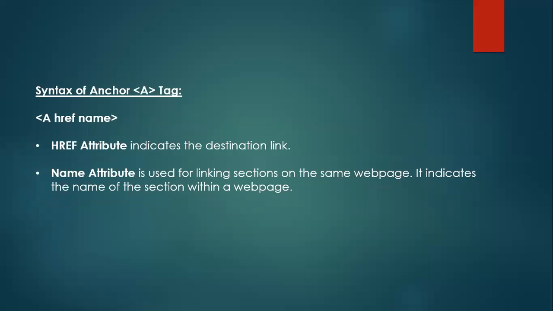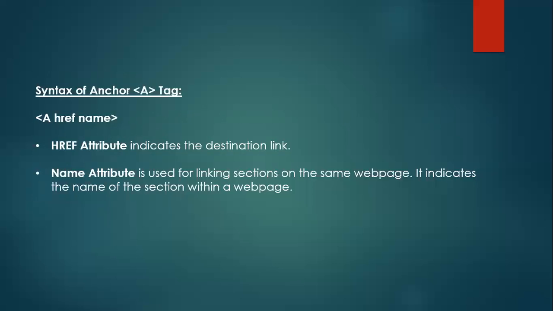What is the syntax of it? So the anchor tag A has two attributes, that is href, and the second attribute is name. The href attribute indicates the destination link. href stands for hyperlink reference. So it indicates the destination link. In the next class, we will see how we can use this tag. We will implement it in programs. We will write some HTML documents where we will use this particular tag.